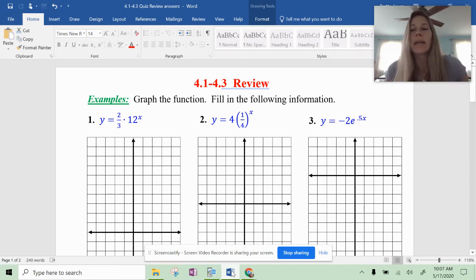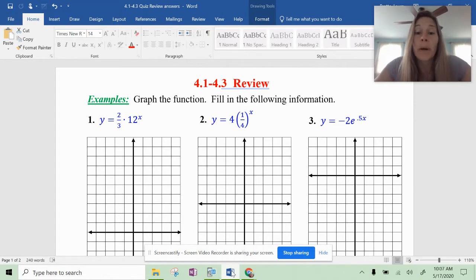Good morning. So today we are going to review those first three sections of Chapter 4 in preparation for a quiz tomorrow. And basically it's going to cover exponential growth, exponential decay, and also the exponential functions with the natural base of e, as well as those different formulas that we had looked at with reference to compound interest, compounding continuously, and also just your basic exponential growth and decay functions.